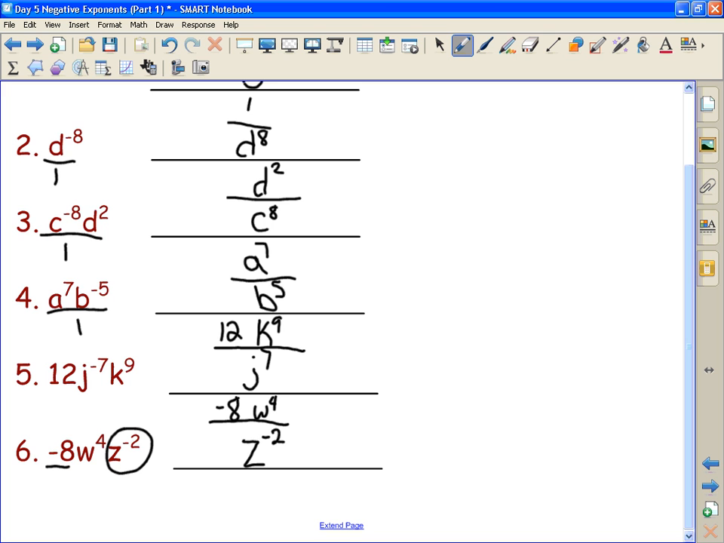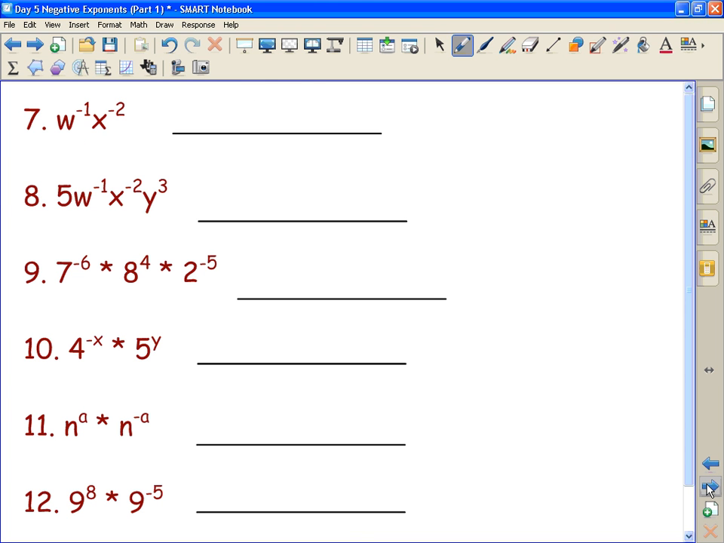On number 7, they're both unhappy. They're both going to move downstairs. And we leave a 1 on top. On number 8, again, who's unhappy? The W is unhappy. The X is unhappy. Those are the guys that are moving downstairs. The 5 is okay where he is. The Y to the 3rd is okay where he is.